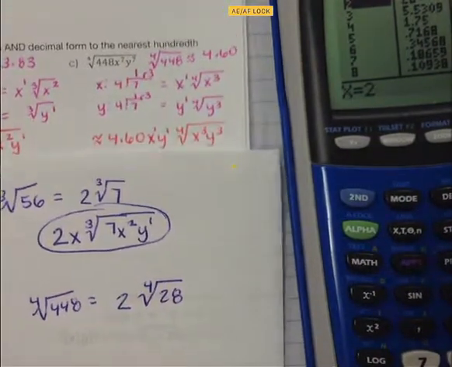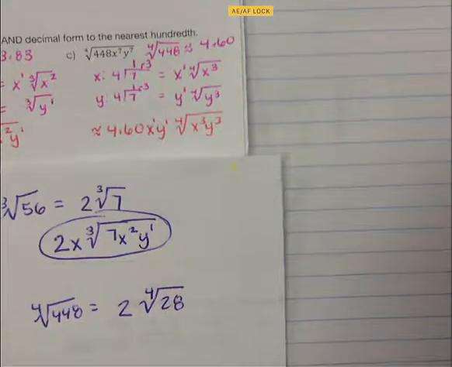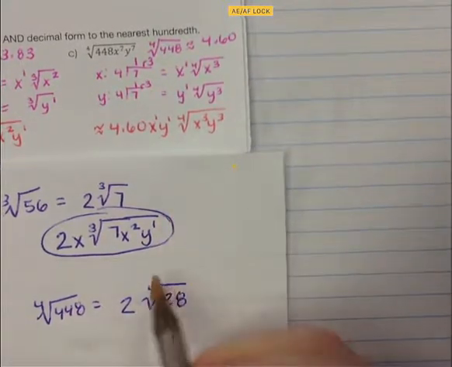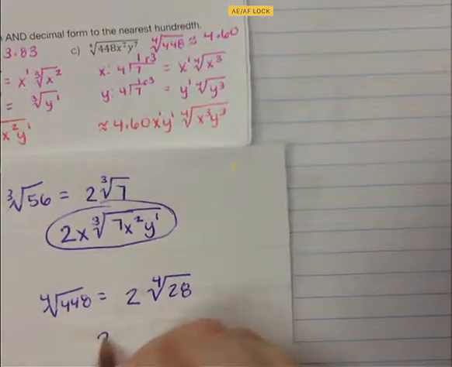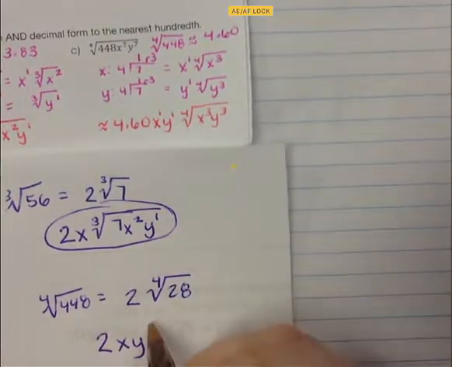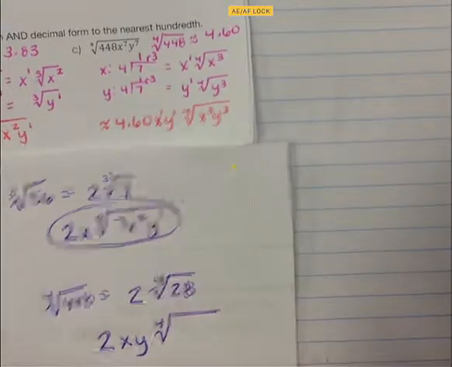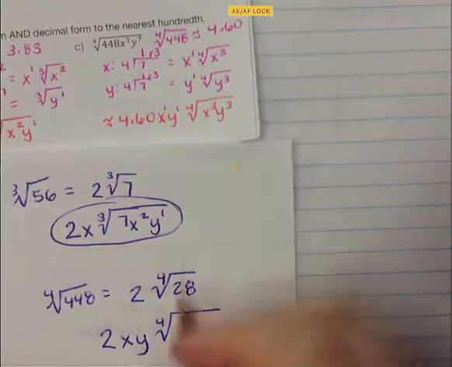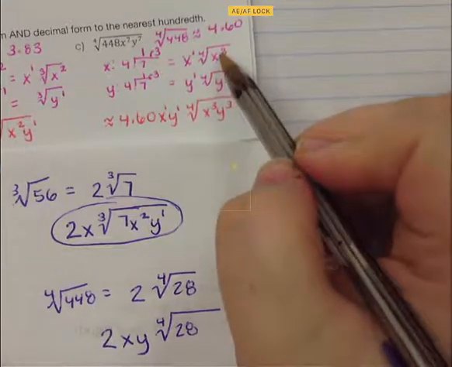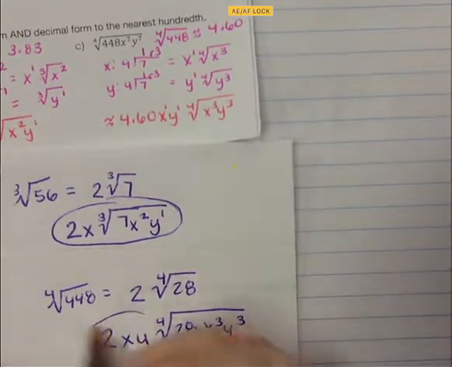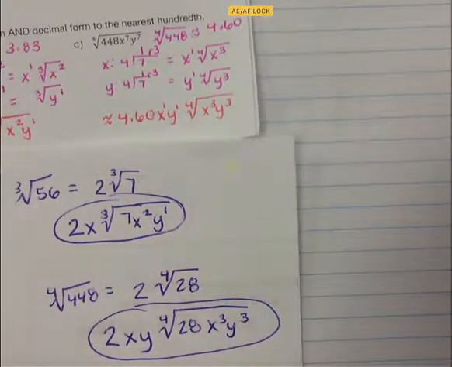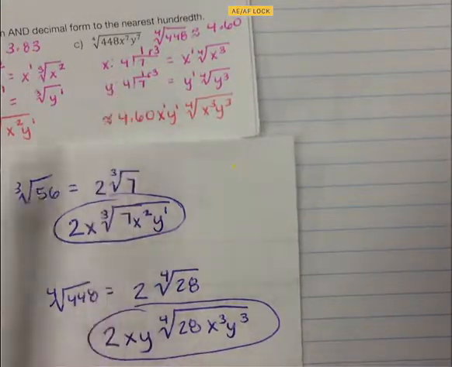So if I wanted to write part C with no decimals but have it completely simplified, all my coefficients are the 2, the x, and the y. So 2, x, and the y. I would have my index of the fourth root. My radicand starts with the number of 28, and then I'd have x cubed, y cubed. So this is actually the simplified version of part C. Now again, you don't have to be able to do this. I'm just showing you how you can do it in your calculator.